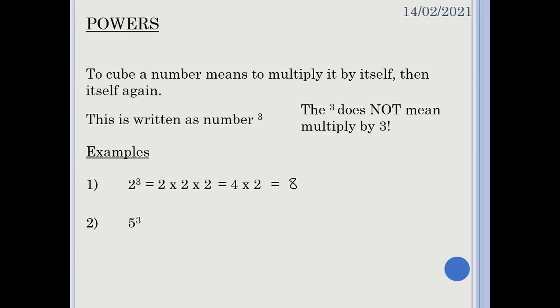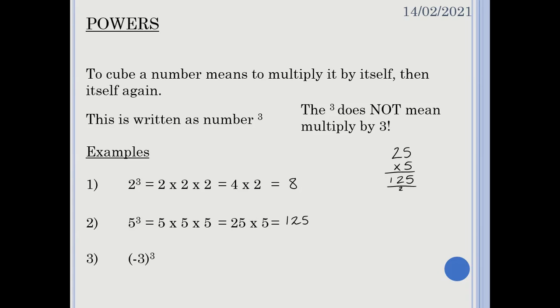5 cubed, if you saw that, then you would rewrite that as 5 times 5 times 5. Again, we can make that a bit easier for ourselves. We know what 5 times 5 is. It's 25. 25 times 5. If you're not sure about how to do that one, then obviously you can go to the side and put it into a calculation. And from there, we know that 5 cubed is 125.